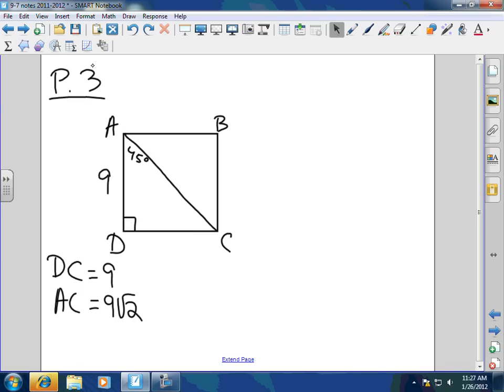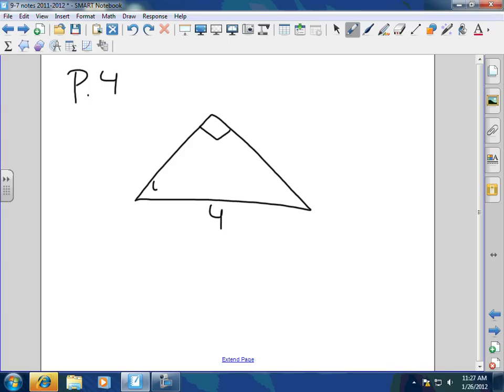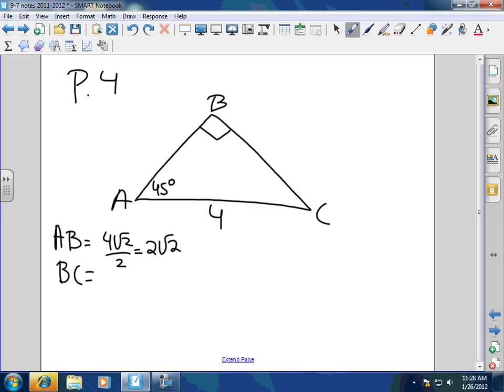And last but not least, if I were to give you something like this, I say this is 4, and I say this is a 45. And I say A, B, C. Find AB and find BC. Very good. Since the hypotenuse was given in a whole number form, the side is going to be 4 times radical 2 over 2, which equals 2 radical 2. Since the sides of a 45, 45, 90 are equal, they're both 2 radical 2. Does that make sense, folks?